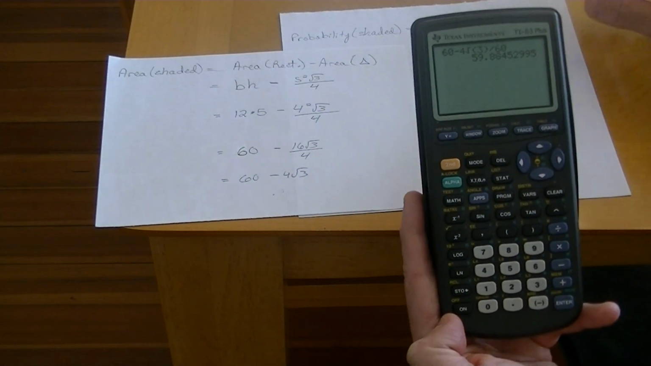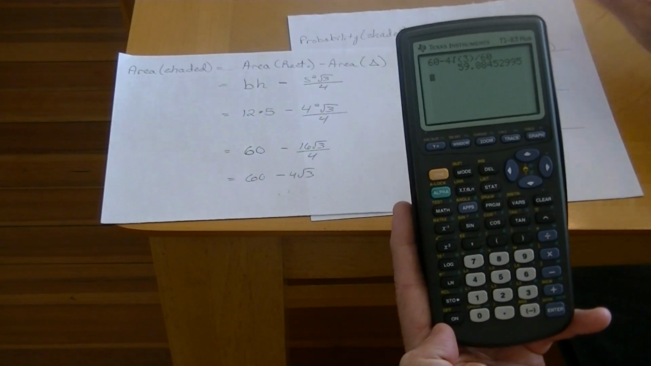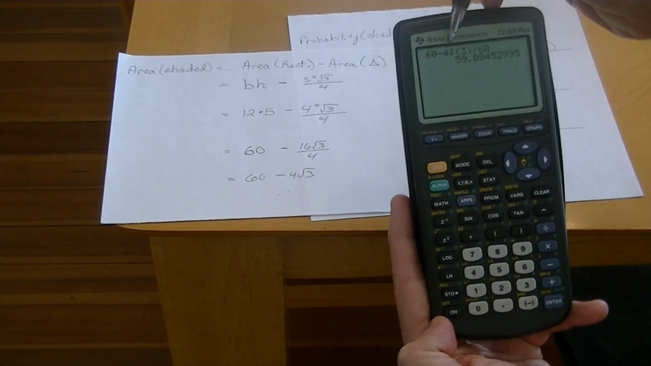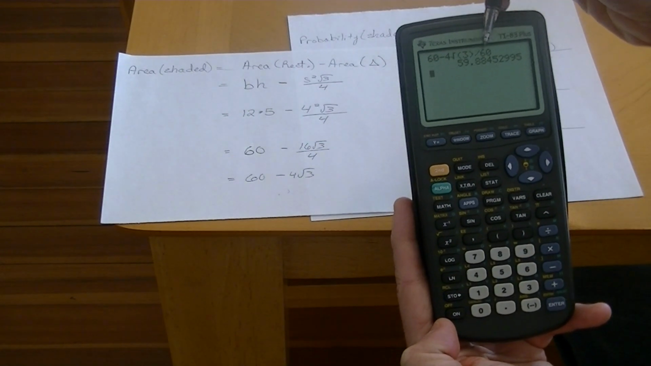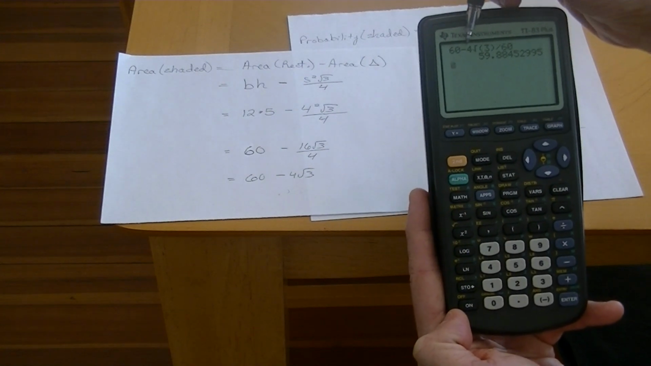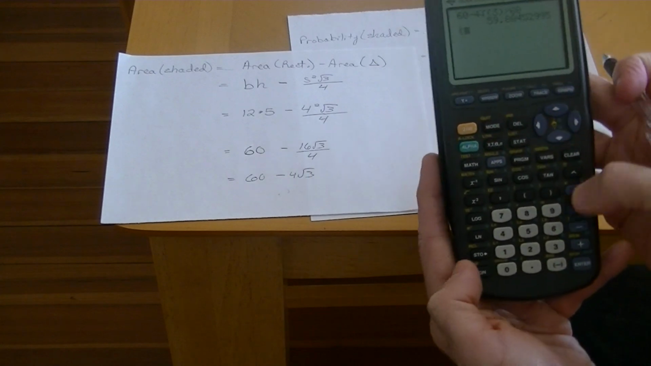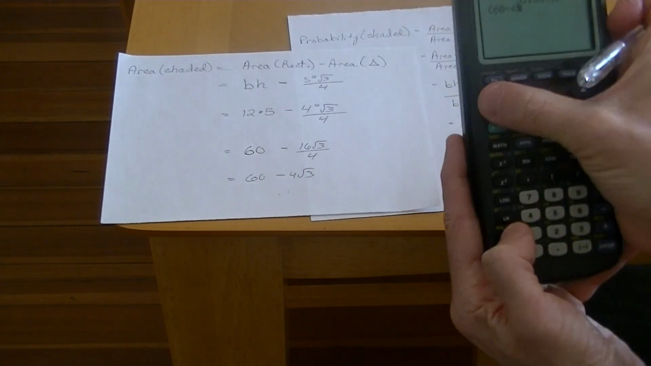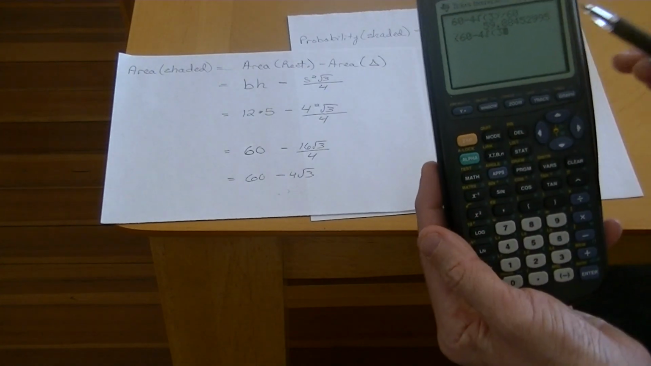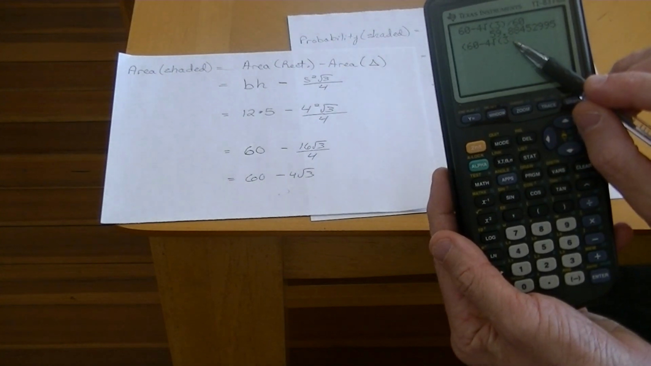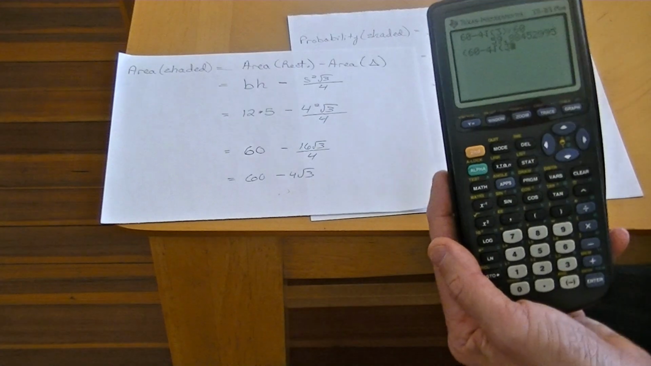The reason I didn't get the right answer is because the calculator thinks I'm asking for only 4 root 3 to be divided by 60. I need to indicate that this entire expression was my numerator. So I need an extra set of parentheses, 60 minus 4 root 3. Now every time you have an open parenthesis on a calculator, you need to have a closing parenthesis. You should have the same number of opens as closes.